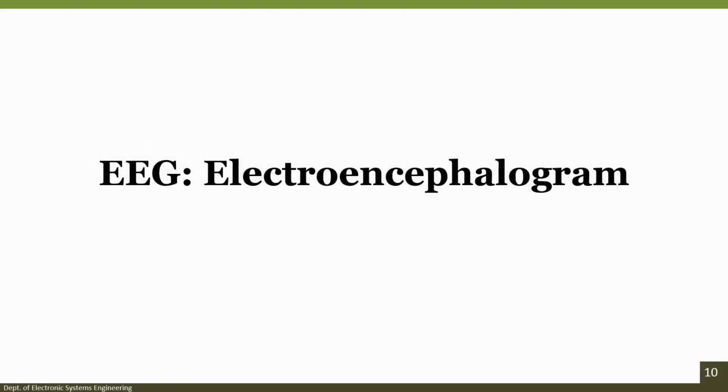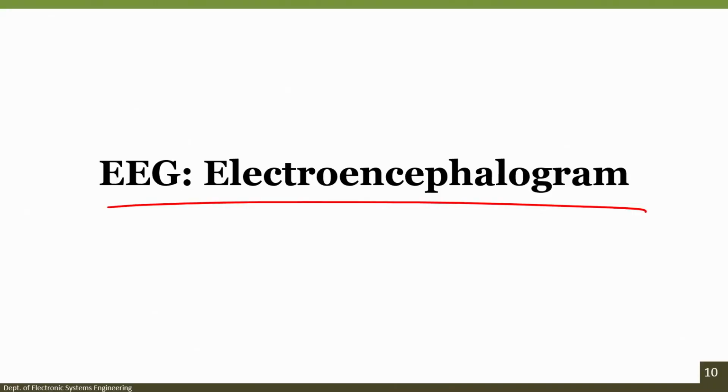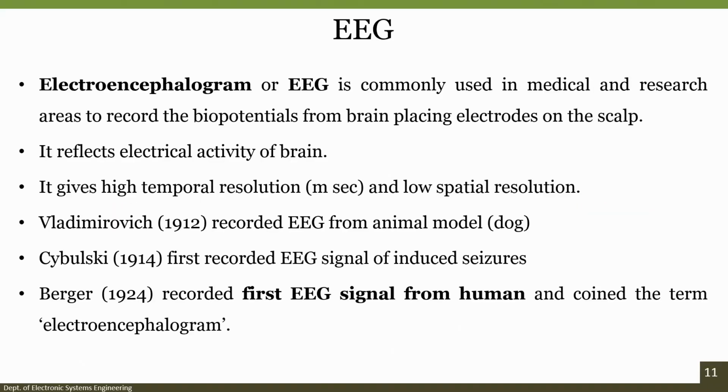Now, let us talk about the problem which we are focused on in this particular course, and that is your EEG signal, which is electroencephalogram. So, what is EEG? EEG or electroencephalogram is commonly used in medical and research areas to record the biopotentials from the brain, placing electrodes on the scalp, on the surface of the scalp.